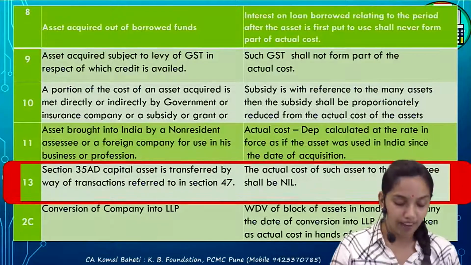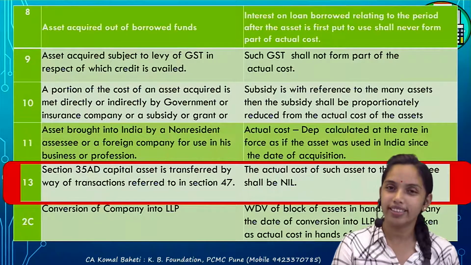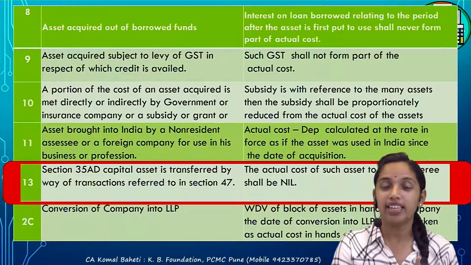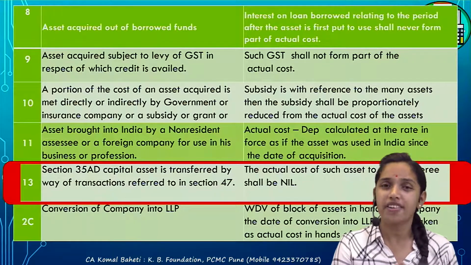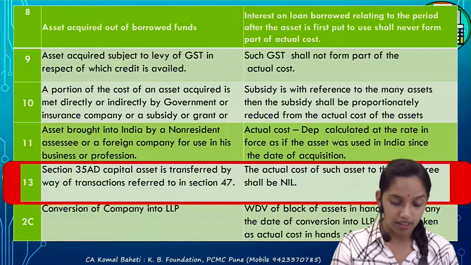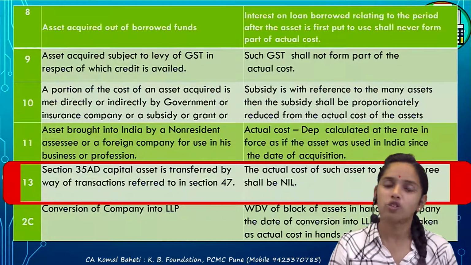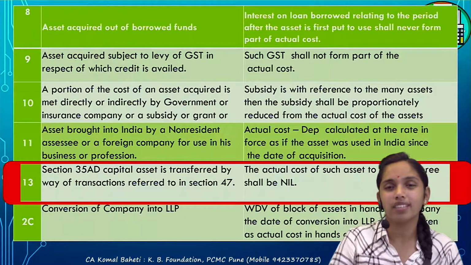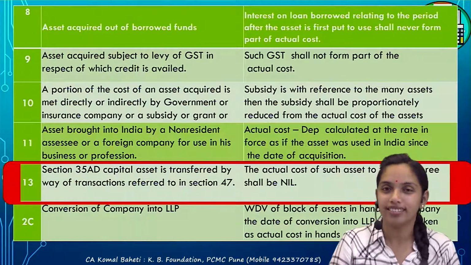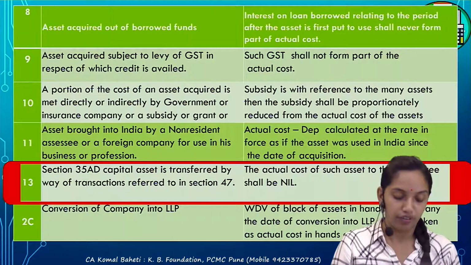Next, the 35AD asset. What is a 35AD asset? Already this point was there under chargeability. 35AD is an asset bought for the specified businesses. 100% deduction is available there. If such an asset has been transferred to a general business, then the actual cost of the asset should be considered as nil, because 100% deduction has already been allowed under Section 35AD. We will have a detailed discussion on this at the time of 35AD.